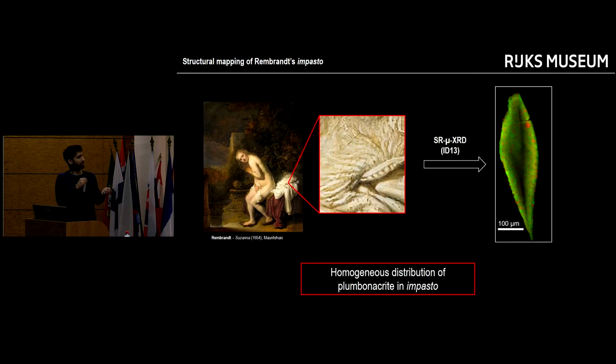And in other samples, this is just a chip of pure impasto, I would say, we can see that the plomonacrite, in red here, is homogeneously distributed within the entire bulk of the impasto. So this is not a surface phenomenon, like Laetitia showed this morning, where you can see this phase only present at the surface, which we might then think is a degradation process coming from the atmosphere. It seems that plomonacrite has appeared in the entire bulk of the sample.